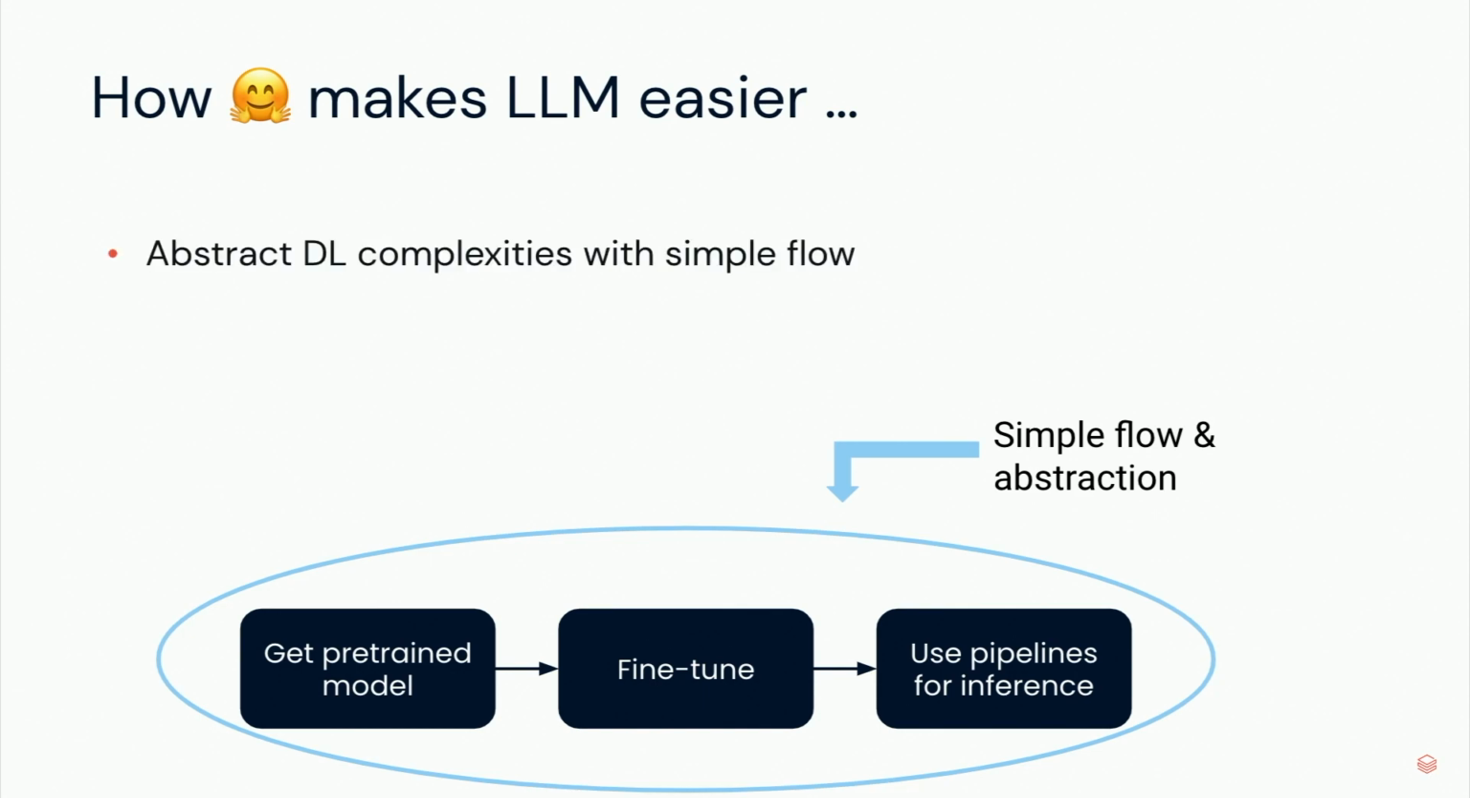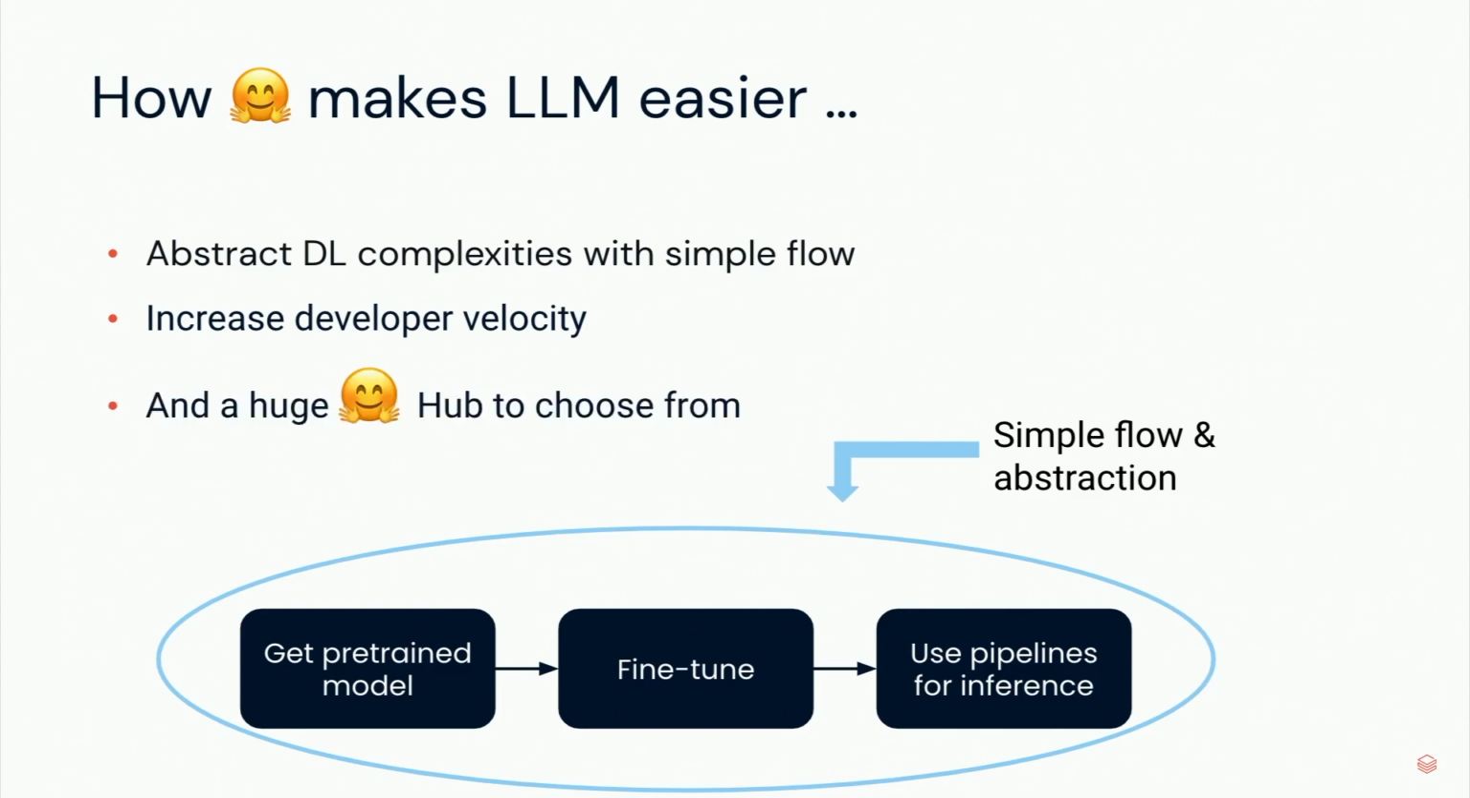So that's what Hugging Face has given us, where it hides all the complexities that happen behind the scenes in a very simple workflow, and it increases developer velocity. If you just wanted to use Hugging Face to do pipeline inference, you can do that in 3 or 4 lines of code. And this is huge because it has popularized this notion that you can download any particular model and start using it in a very simple workflow.